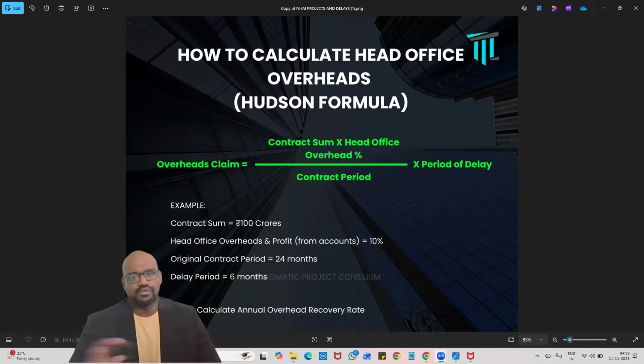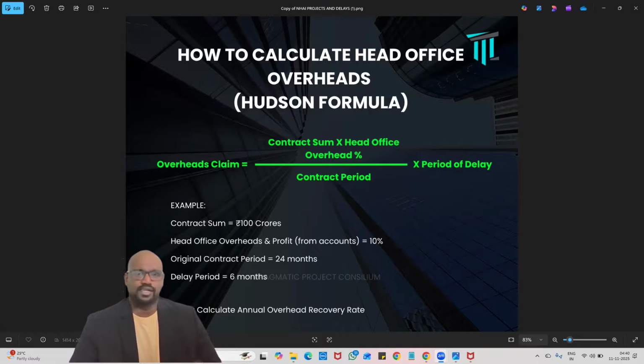The Hudson formula is a straightforward formula, and there are many controversies over whether we can use it or whether you should use the actual costs in the industry. There are even judgments in India and in the UK where the Hudson formula is recognized. So the Hudson formula can be used as a benchmark to find what the overhead cost shall not exceed.